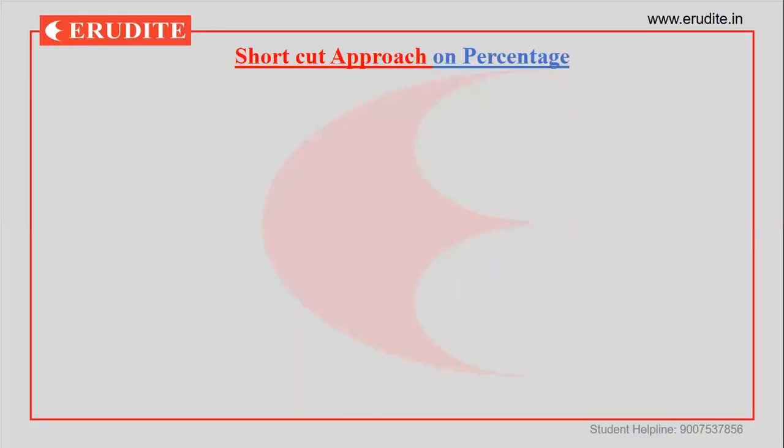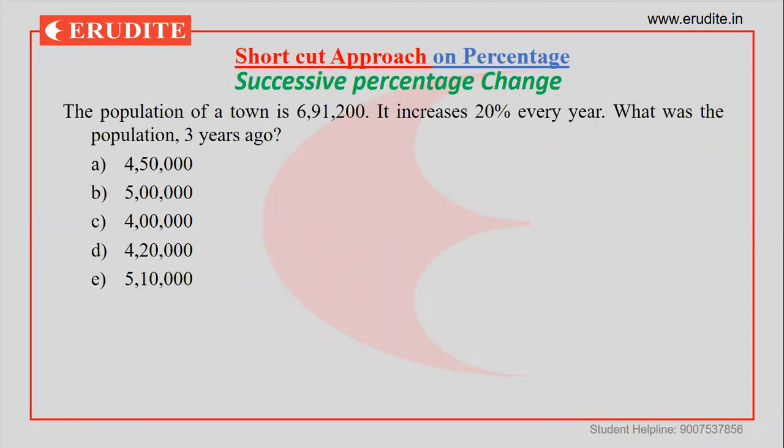Let us get the approach on percentage, shortcut approach, and the question on successive percentage change. Let us get the question. The population of a town is 6,91,200, it increases 20% in every year. What was the population 3 years ago that I need to find?